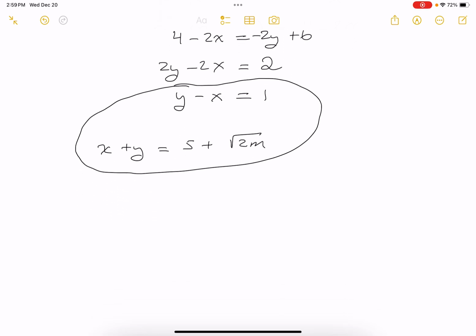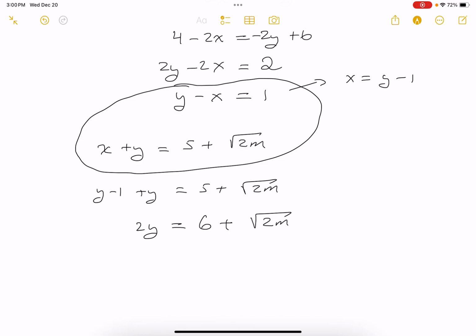To do that, let's just plug in. I'm going to make a substitution over here. I'm going to say x equals y minus 1. Let's plug that in. So y minus 1 plus y equals 5 plus the square root of 2m. I get 2y equals 6 plus the root of 2m. Let's see if I did it right. Yeah, I think I did. I'm going to divide by 2. So y would equal 3 plus, I'm dividing by 2 by the way, the root of 2m over 2.